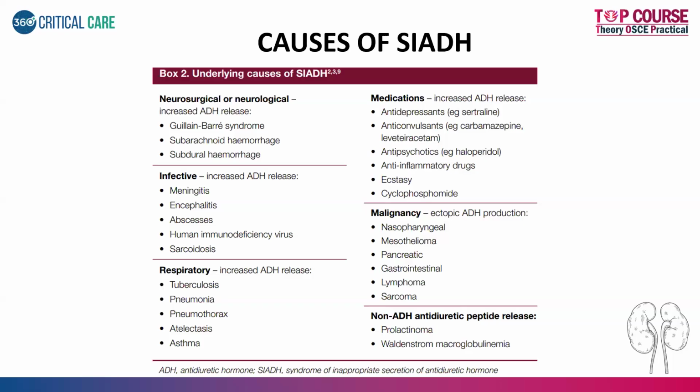Medications, as I've already mentioned to you, remember the mnemonic as mentioned earlier: antidepressants, anticonvulsants, antipsychotics, recreational drugs, etc. Malignancy can range from lung, pancreatic, and gastrointestinal malignancies to hematological malignancies. Any of these can cause SIADH. Non-ADH antidiuretic peptide release can happen in Waldenstrom macroglobulinemia and prolactinoma as well. So remember, this is what I have always been stressing: whenever they ask for causes, just categorize them and give it.